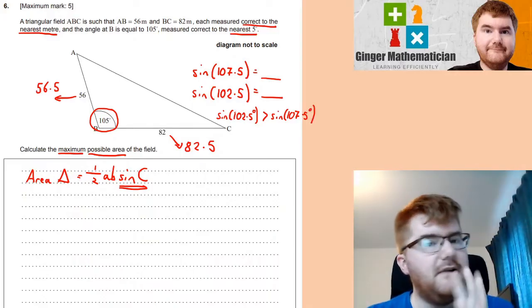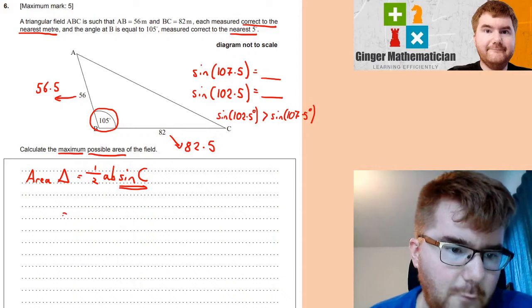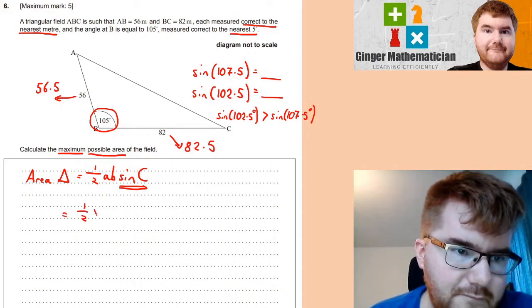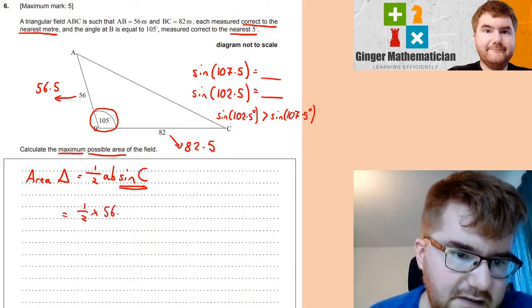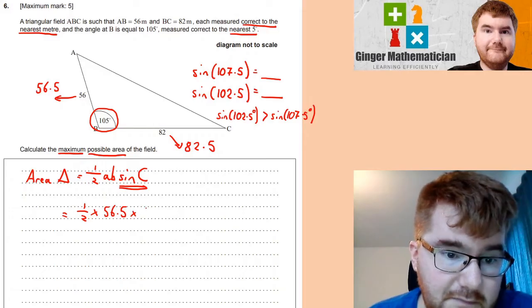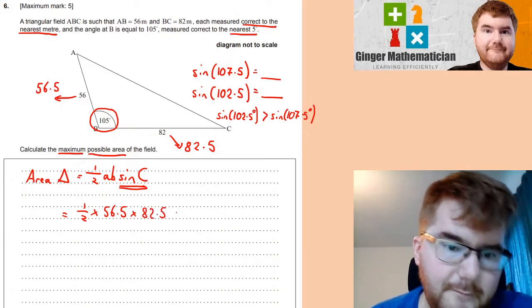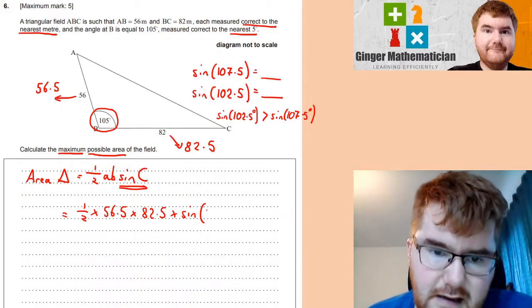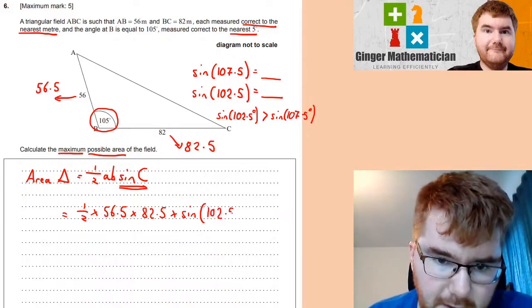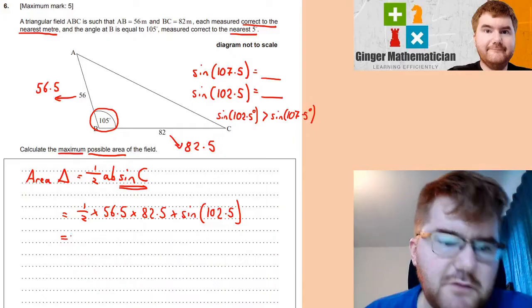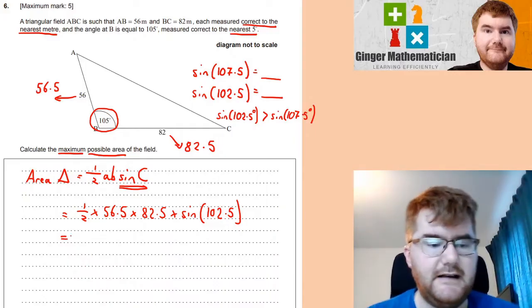So now we've got everything in place. Now we just put this into our formula. So we've got half times 56.5 times 82.5. And this is the crucial part here. We actually want sine of this because it gives us a bigger number. And at this stage, we now just put this into our calculator.